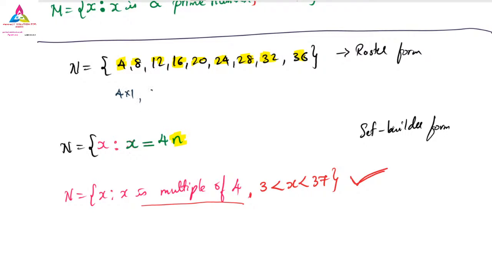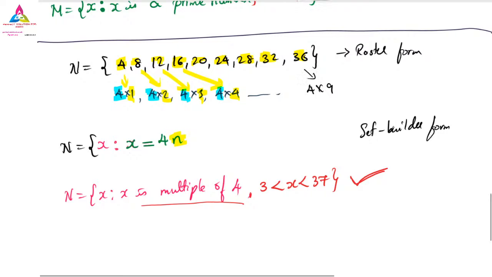4 into 1, 4 into 2, 4 into 3, 4 into 4. All these numbers, if you see, 4 is common everywhere. So I have taken 4. But what does that n refer to? n refers to 1, 2, 3 and 4, and it will continue. 4 ones are 4, 4 twos are 8, 4 threes are 12, 4 fours are 16, and it will continue till 4 into 9, that is 36. The last number is 36. So the greatest n value is 9, the smallest is 1.